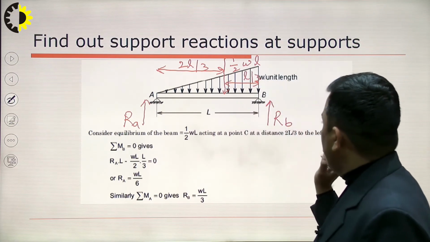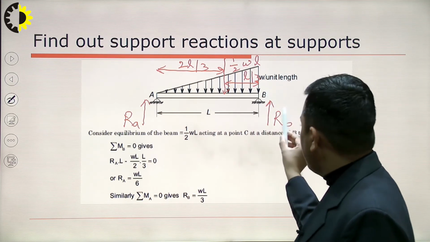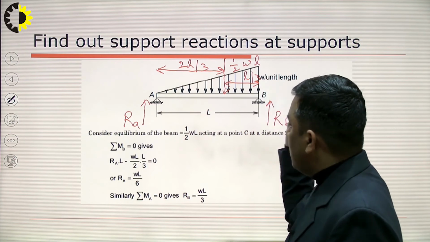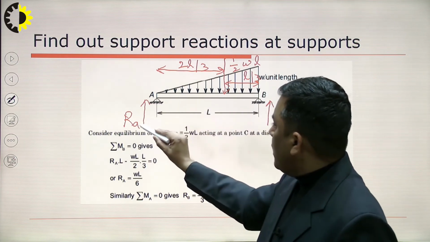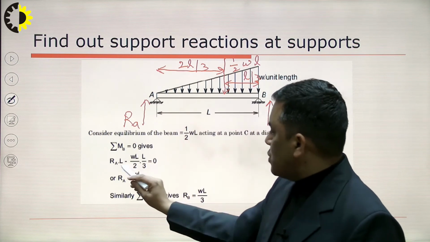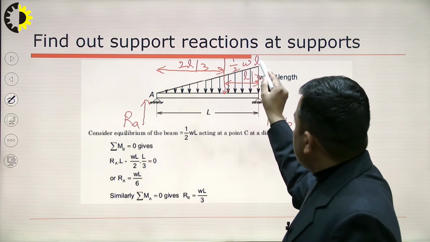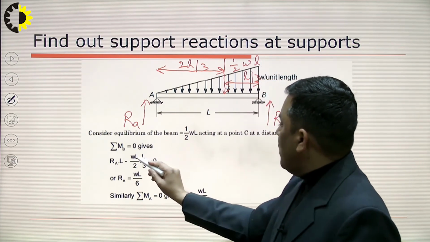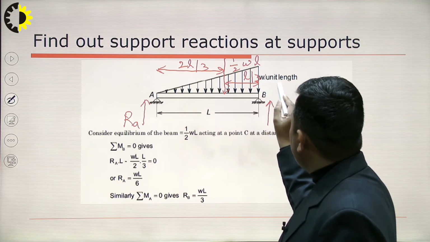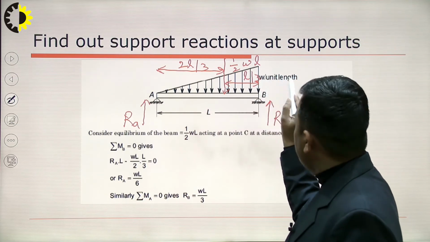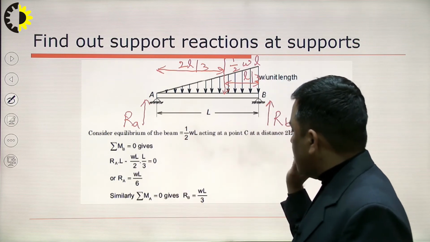Now apply the moment equation. Moment due to Rb about point B is 0, as Rb passes through point B. Moment due to Ra about point B is Ra into the perpendicular distance, so Ra into L. Moment due to the UVL: the net load of the UVL is half into W into L, WL by 2, and its distance from point B is L by 3, clearly mentioned here. So Ra comes out as WL by 6.